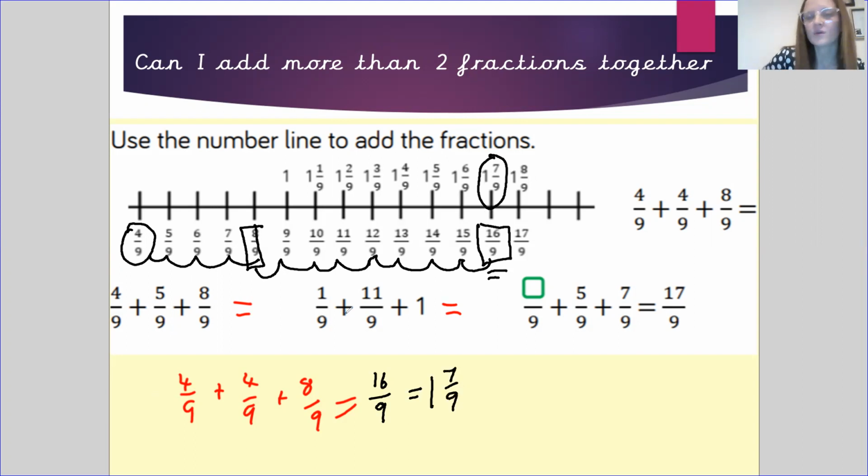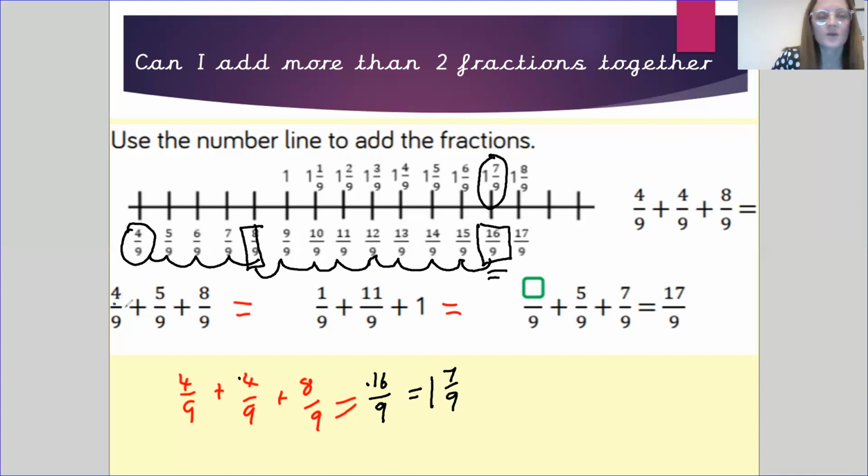Now, if we were adding and we were checking, we could see 4 plus 4 is 8, and 8 plus 8 is 16. So it gives us 16/9. And as a mixed number, it would be 1 and 7/9. You choose a different color to work out the next one.